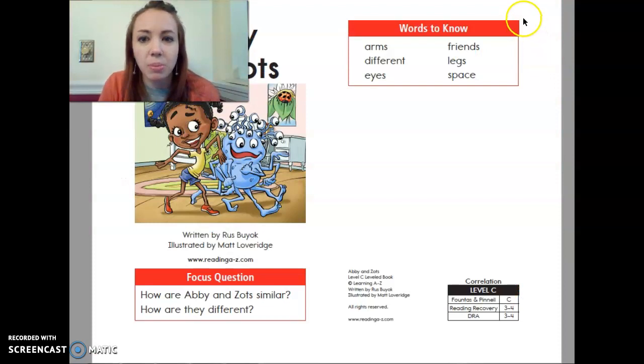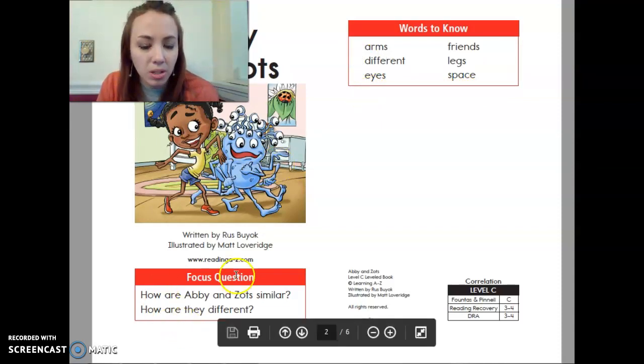All right, so if we look up here in this box, these are the words that we need to know for this story. Arms, go ahead and you can say them after me. Different, eyes, friends, legs, space. Nice job. All right, so we're going to see these words in our story. These are words that we can't really sound out that well, so words that we need to know.